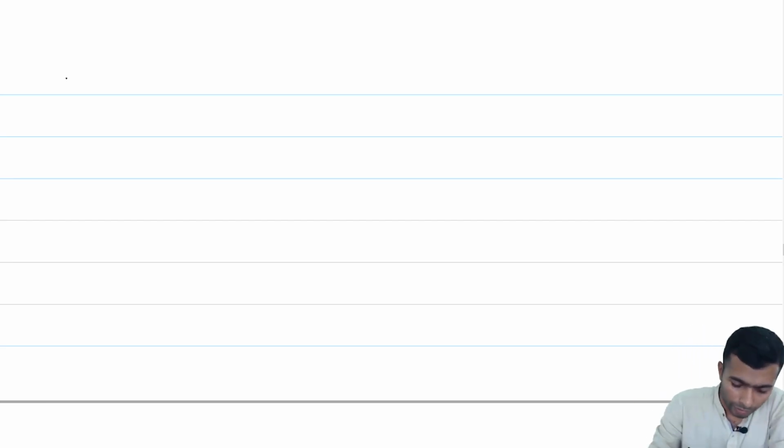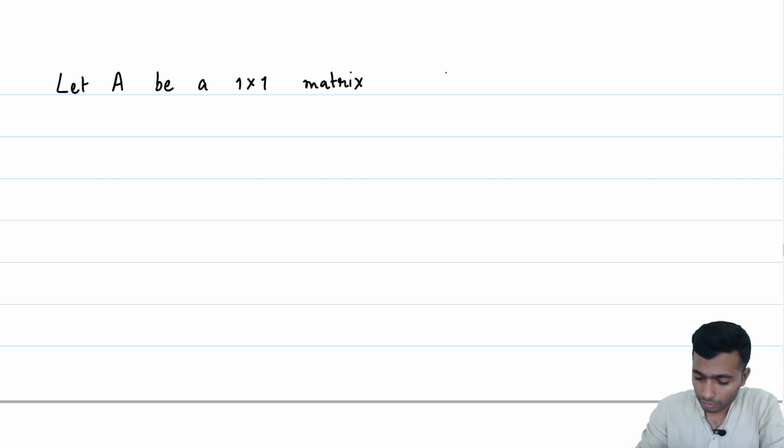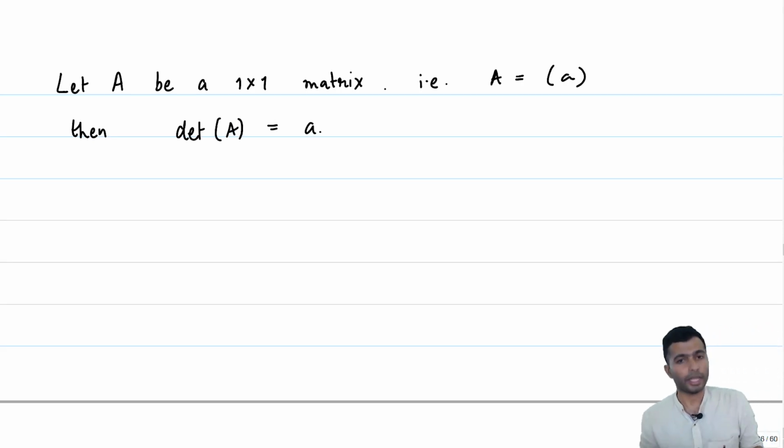We will define determinant recursively. So, let A be a 1 cross 1 matrix. So, let us define the determinant for a 1 cross 1 matrix, i.e. A be just one entry A. Then the determinant of A is just defined to be the entry A.